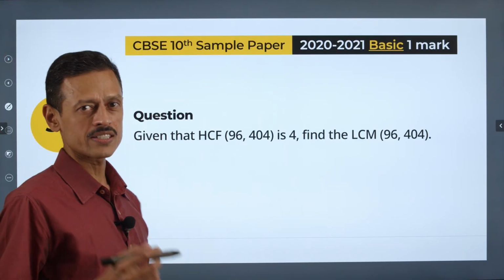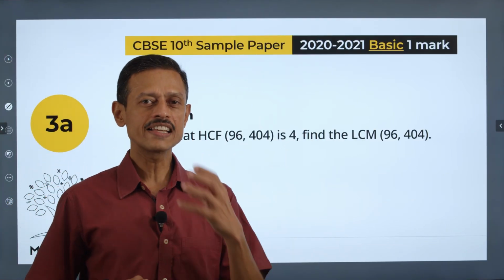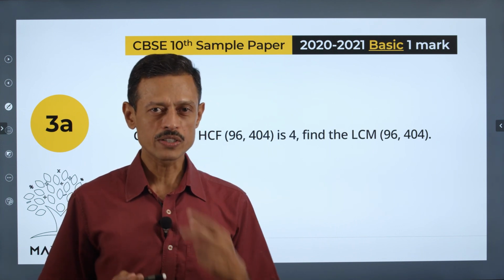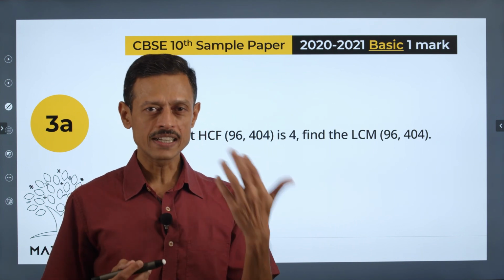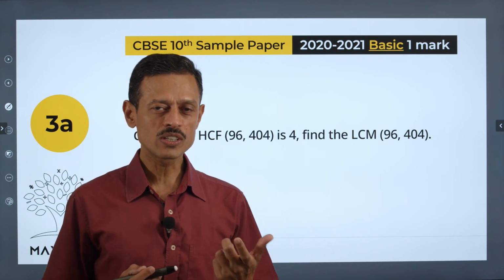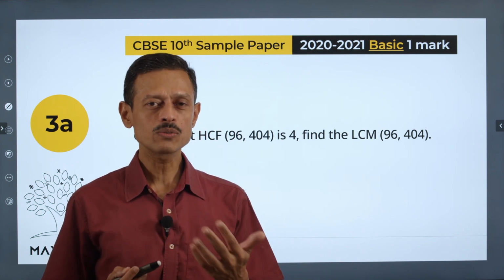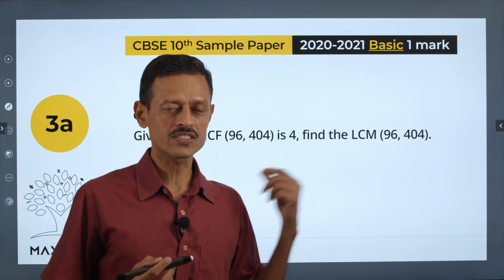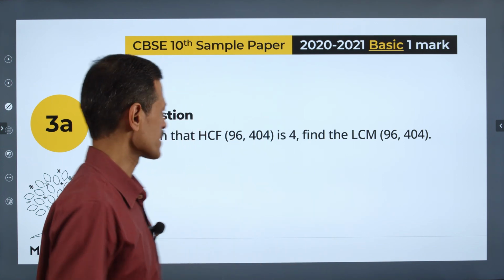It's got internal choice as I had mentioned. This question deals with one particular idea about LCM and HCF. If you have two numbers a and b, you would have probably read this rule. Product of these two numbers a into b is equal to the product of the LCM of a, b and HCF of a, b. That is what is tested in this question. Let's quickly run through the question.